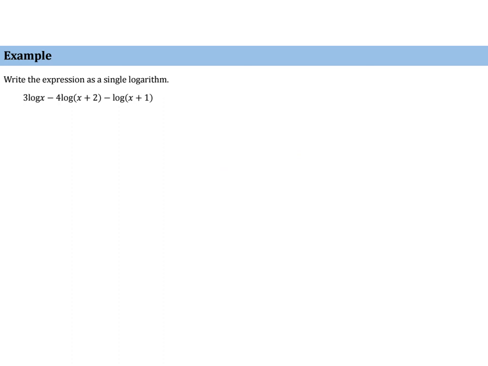Okay, let's look at this one. We can bring in 3 as an exponent, 4 as an exponent, and we end up initially with log. Now you'll notice the base isn't written, and that's because this is base 10. Now the quick way to do this is we're going to write one logarithm now that we have no coefficients left.